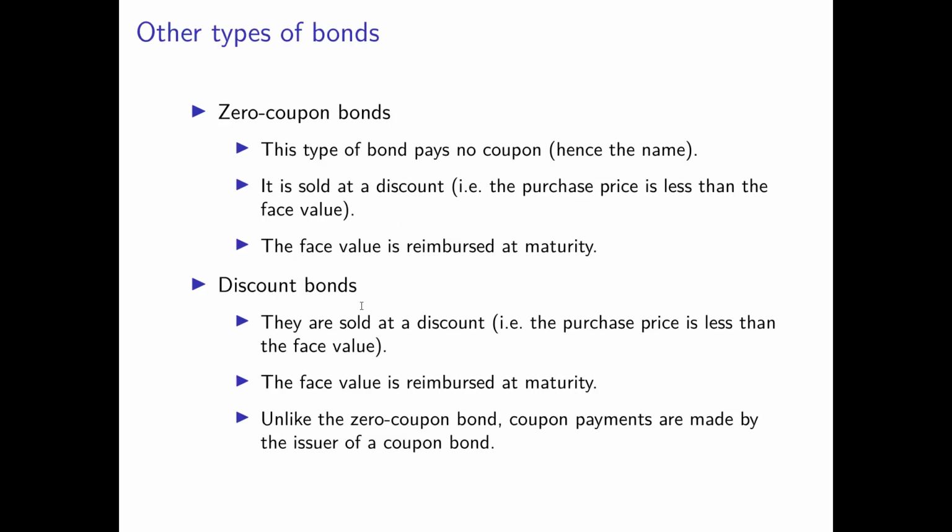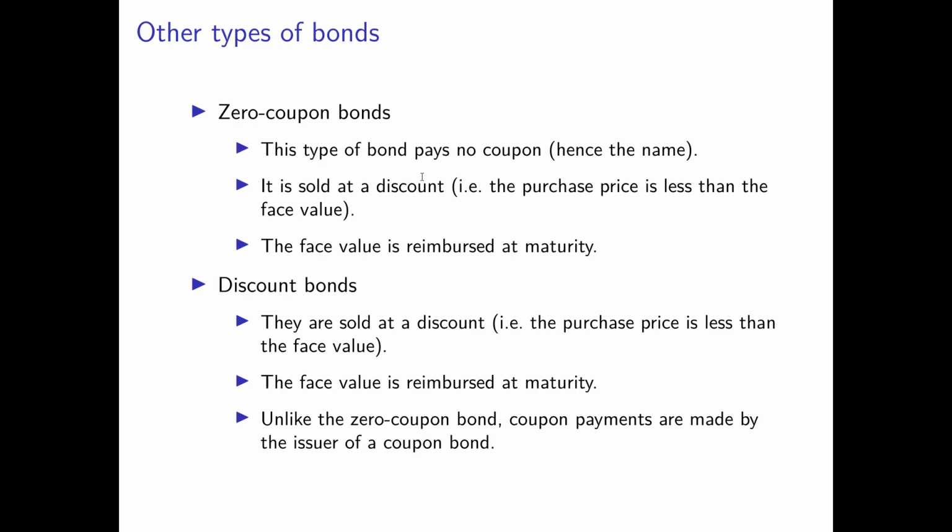Okay, now what we've discussed so far is the traditional type of bonds, but you also have other types of bonds. You have zero coupon bonds. What is a zero coupon bond? It's a bond that pays no coupon, so the coupon rate is essentially 0%, and it is sold at a discount.